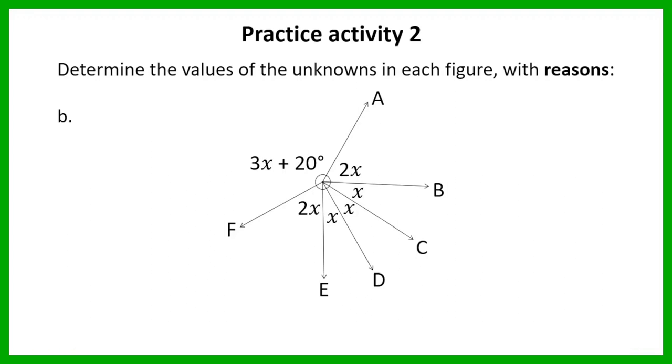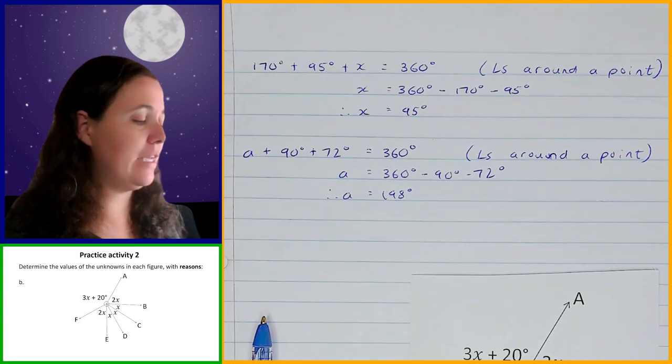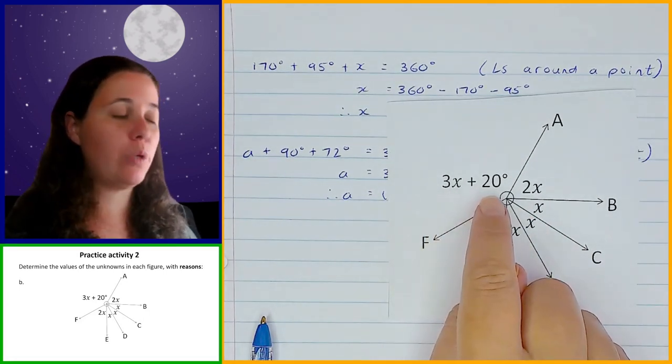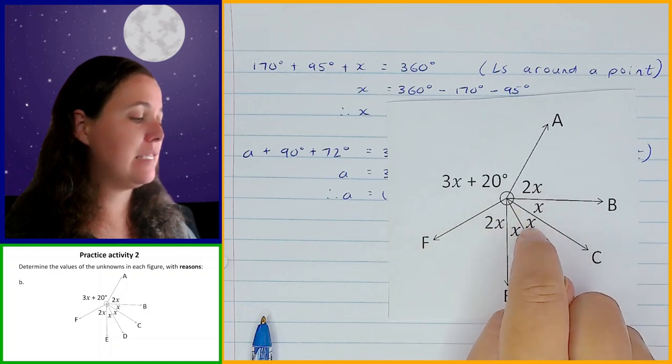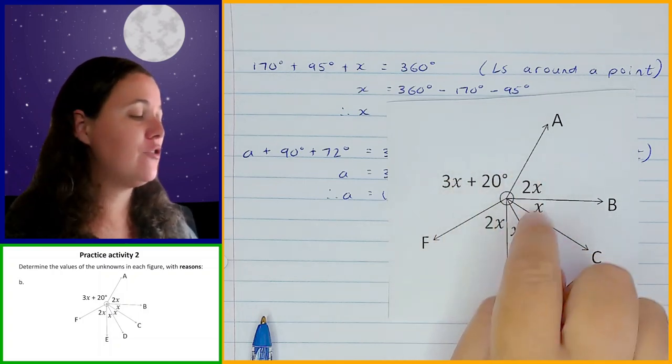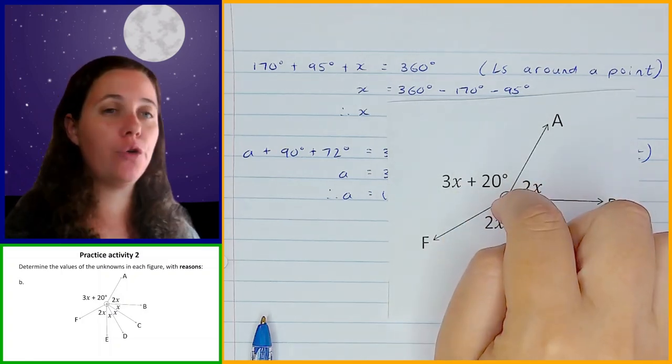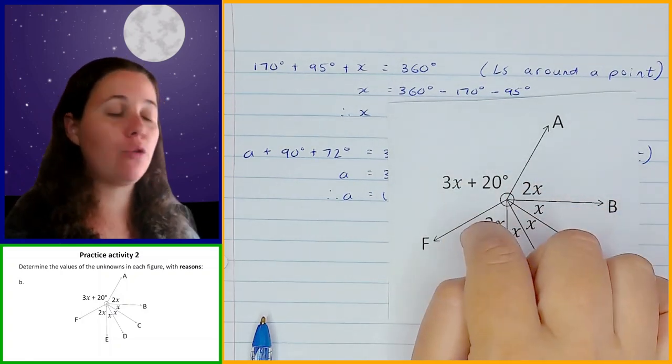Okay, so let's see how you did with that example. Over here, I have my diagram. This angle is 3x plus 20. This is 2x, x, x, x, and 2x. So I have to add all of these up because they are all angles around the point O, and they must all add up to 360 degrees.